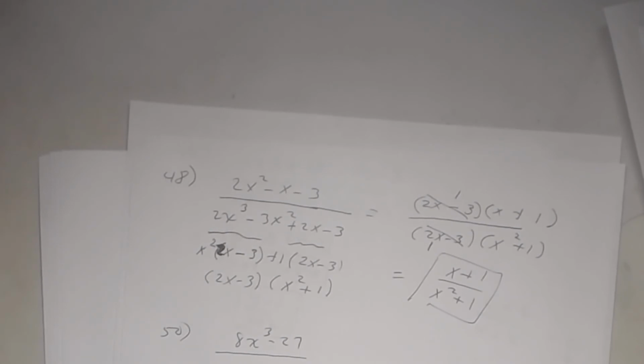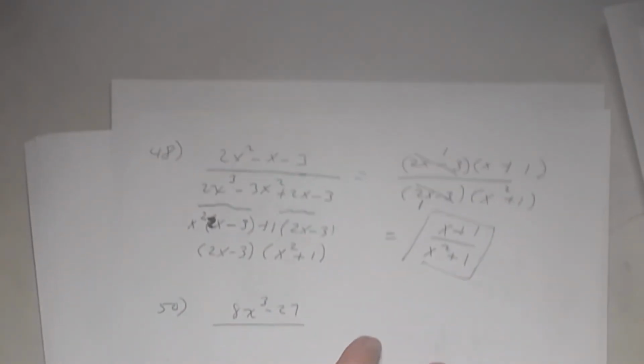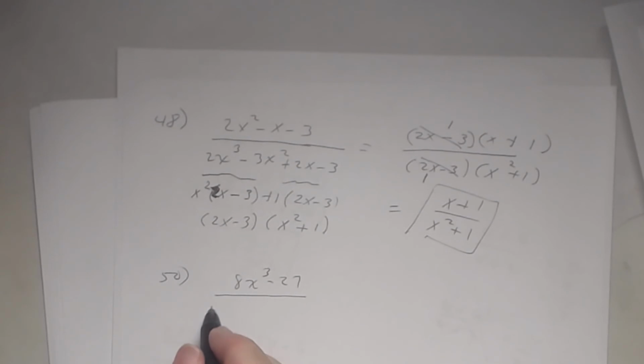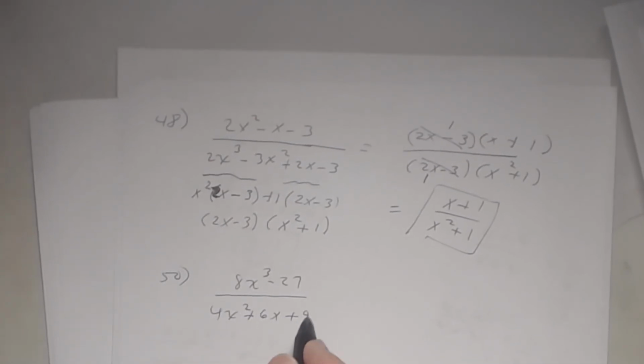Number 50. You have 8x cubed minus 27 divided by 4x squared plus 6x plus 9.